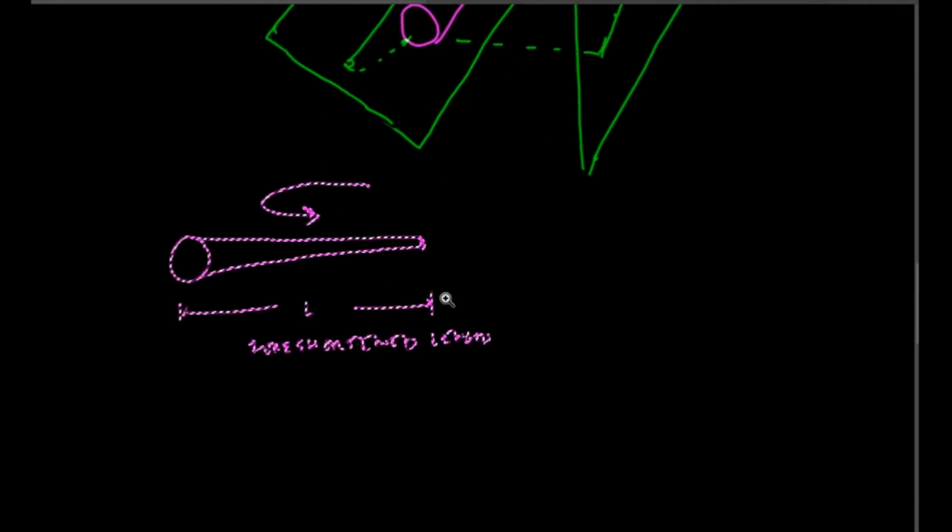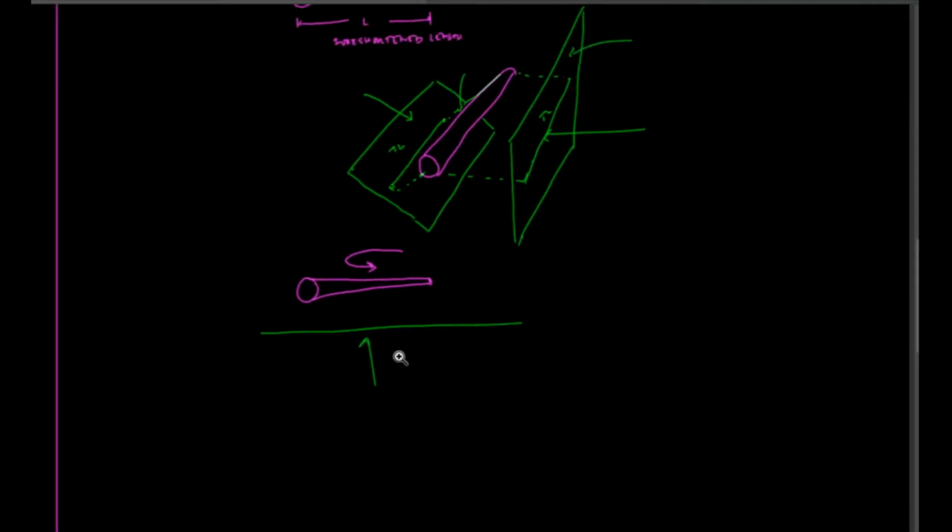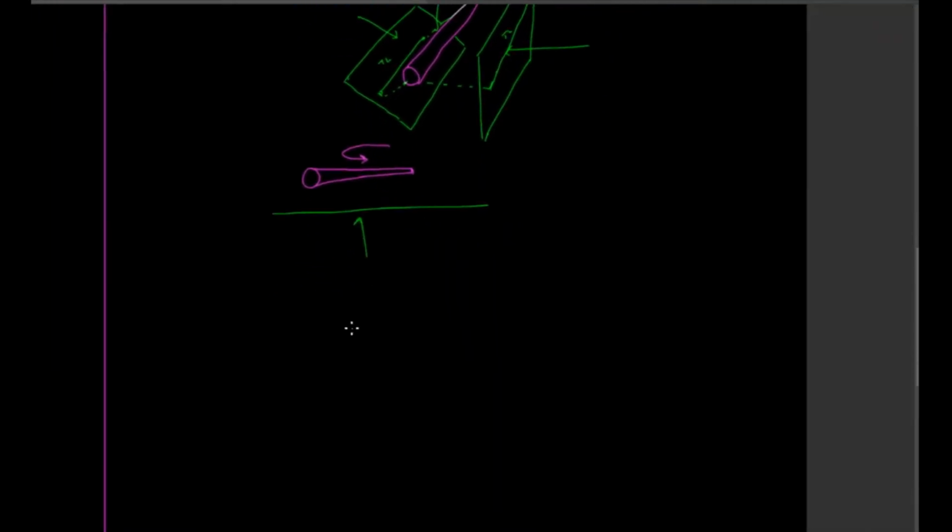If I put a reference plane here that is parallel to the foreshortened view, then when I view it here, I should be able to look at this pen or tube in something like this. Okay, something like that.